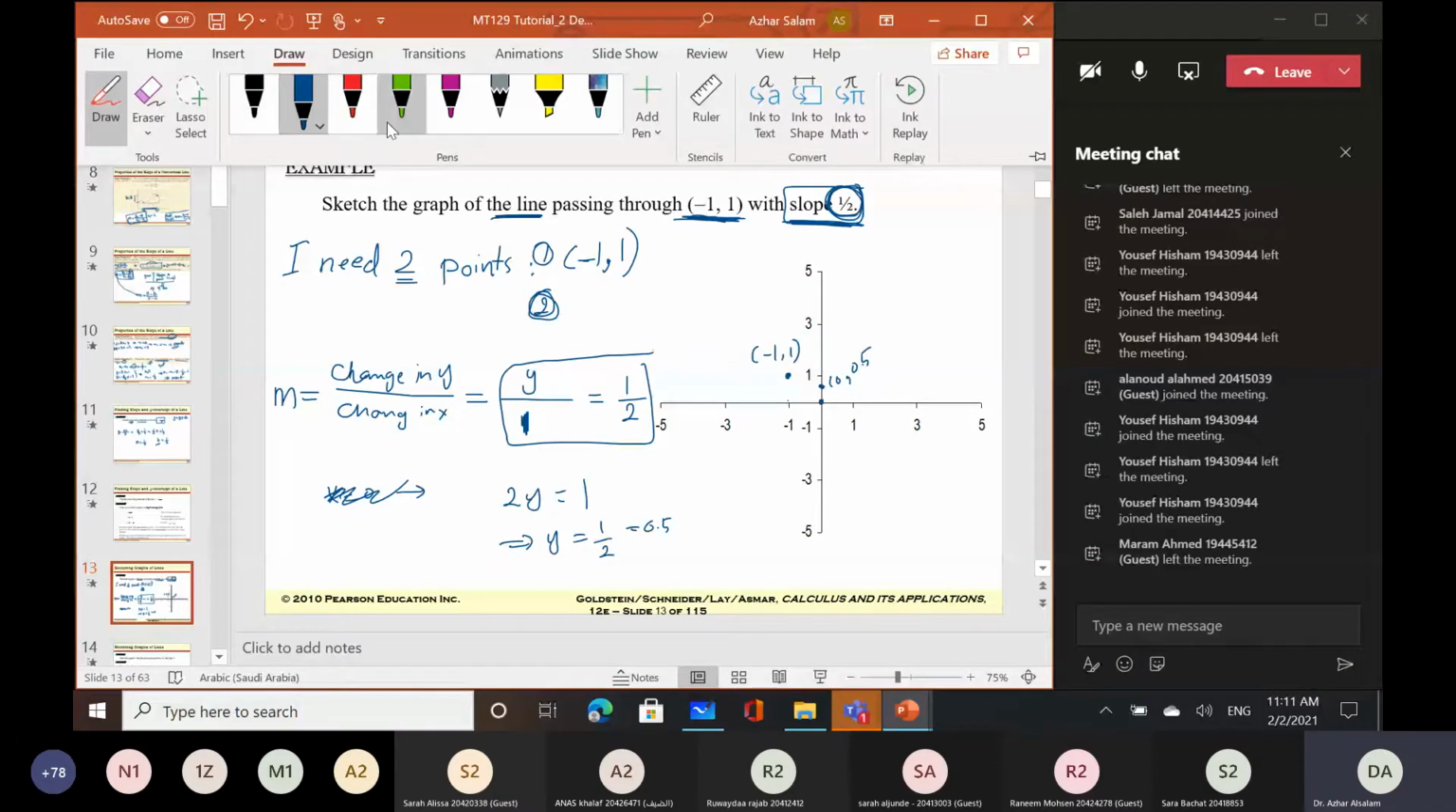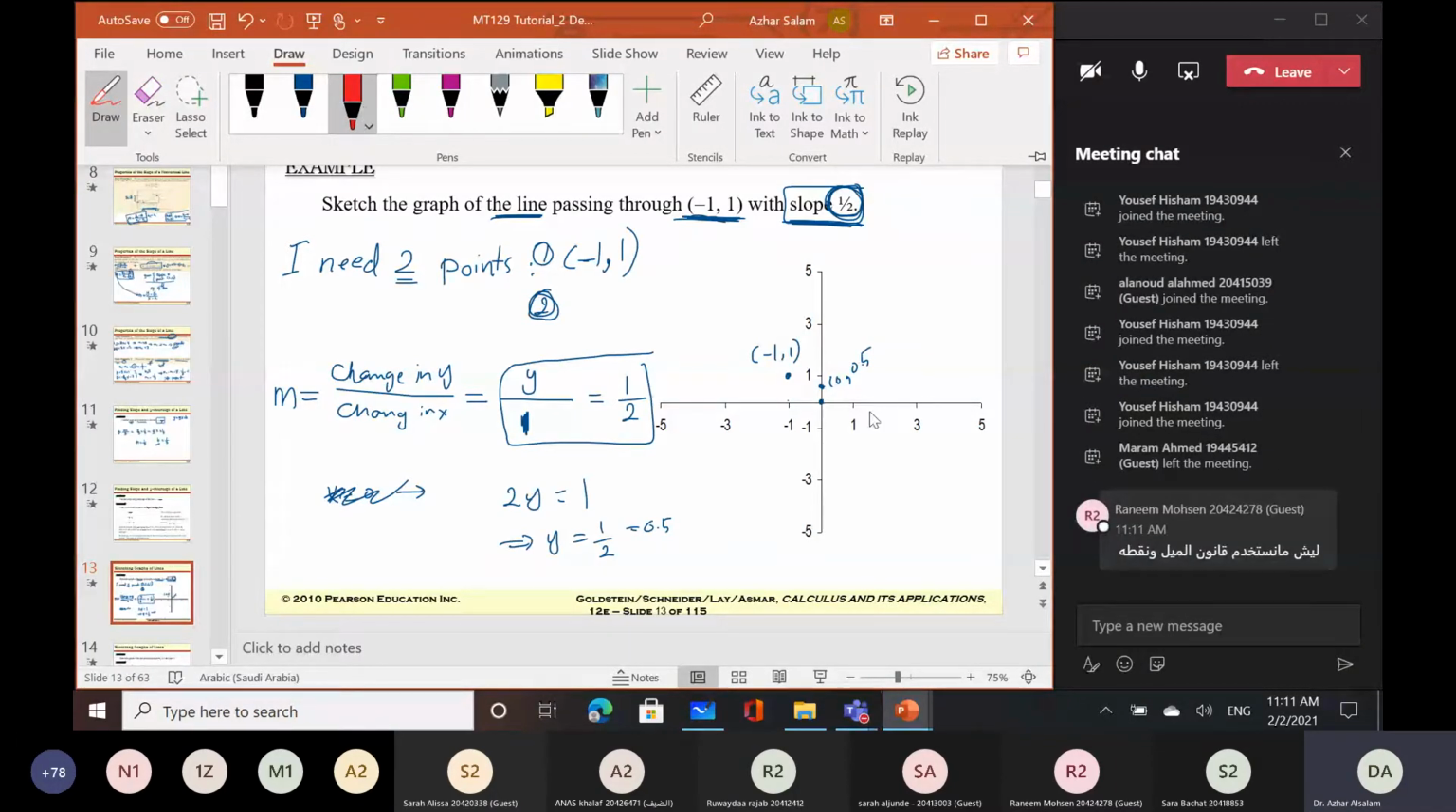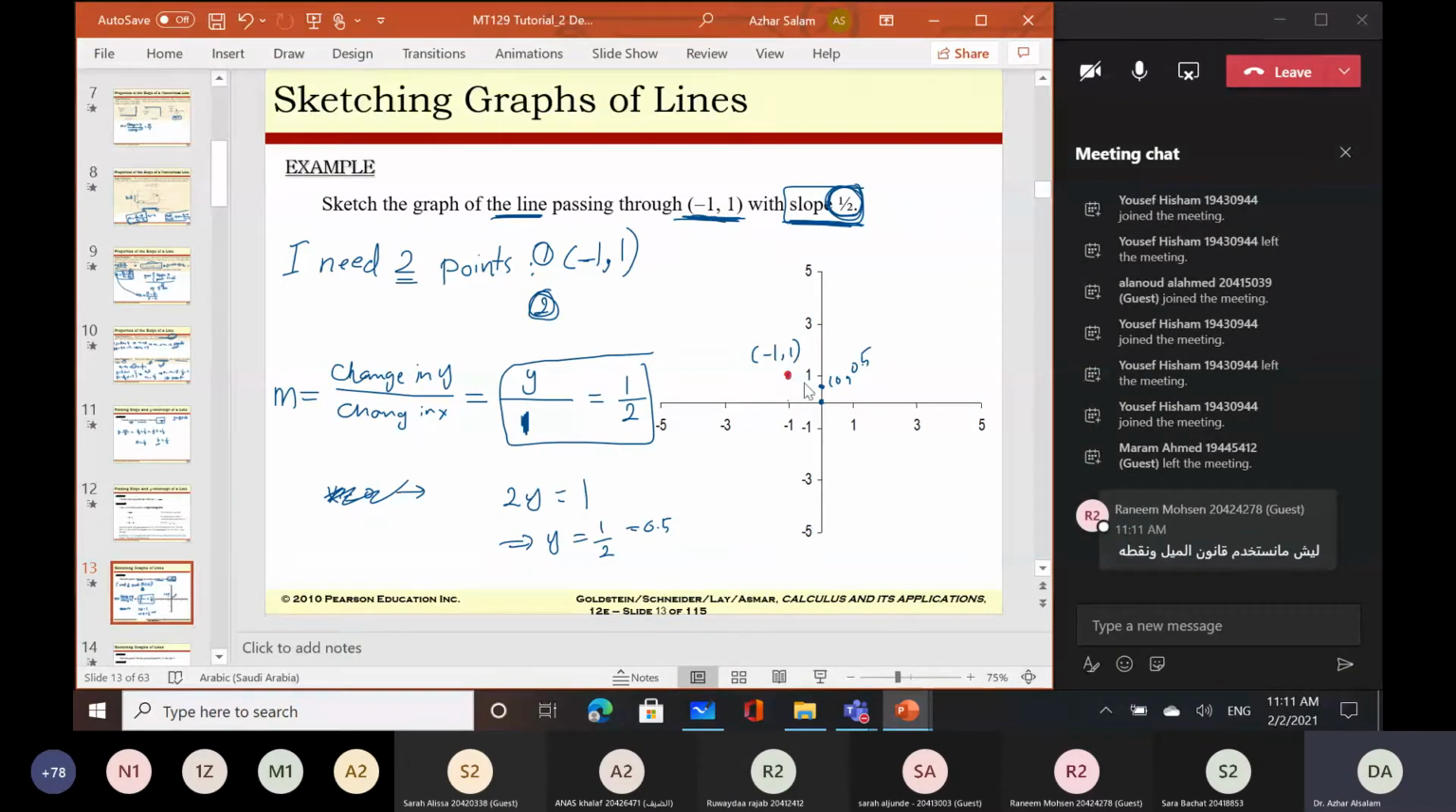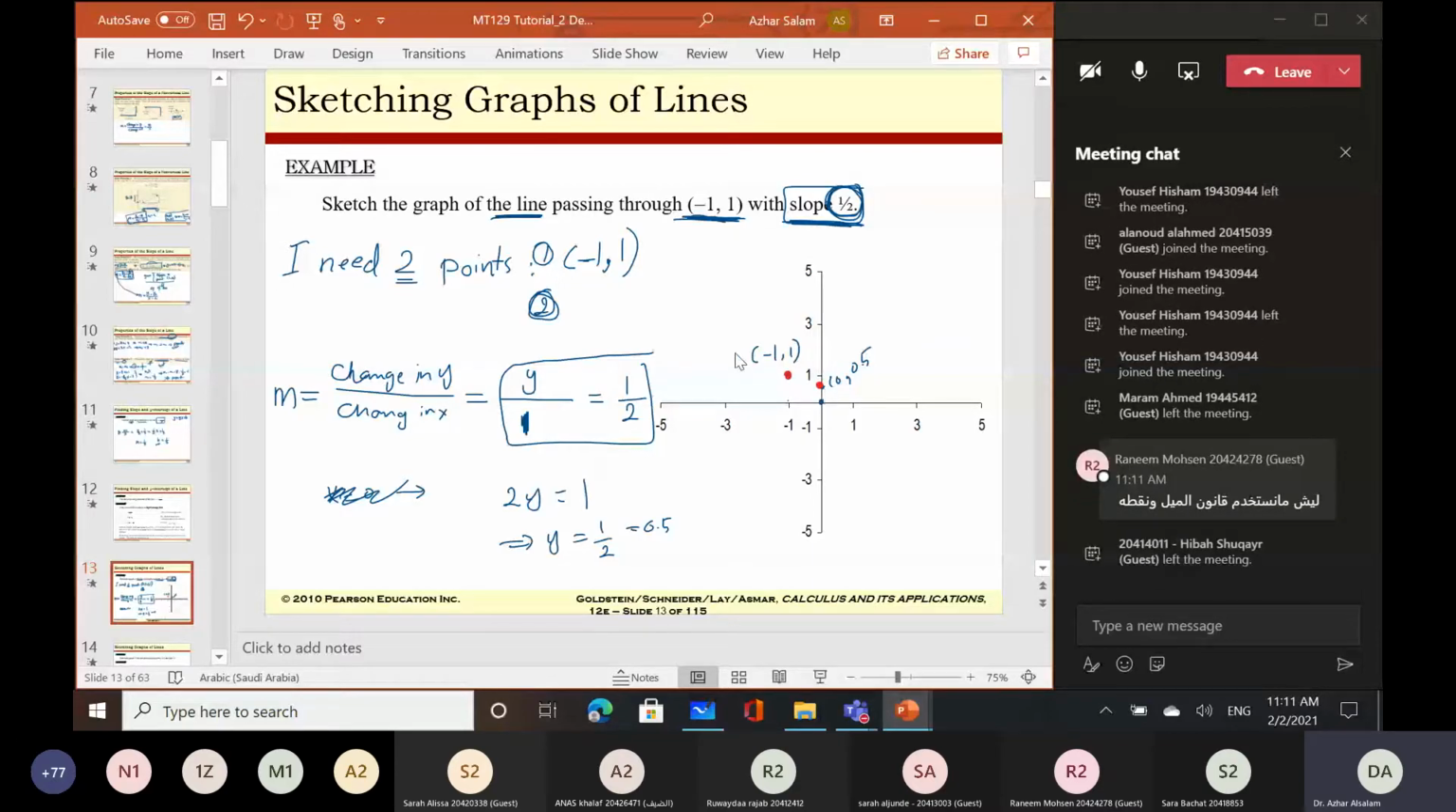Okay, these are the 2 points that I needed. This is the first one, and this is the second one. You can actually move more to find a farther point. You can write 2. y/2 equals 1/2, so y equals 1. But I choose here 1, so I have y equals 1/2. Then I just draw a line.